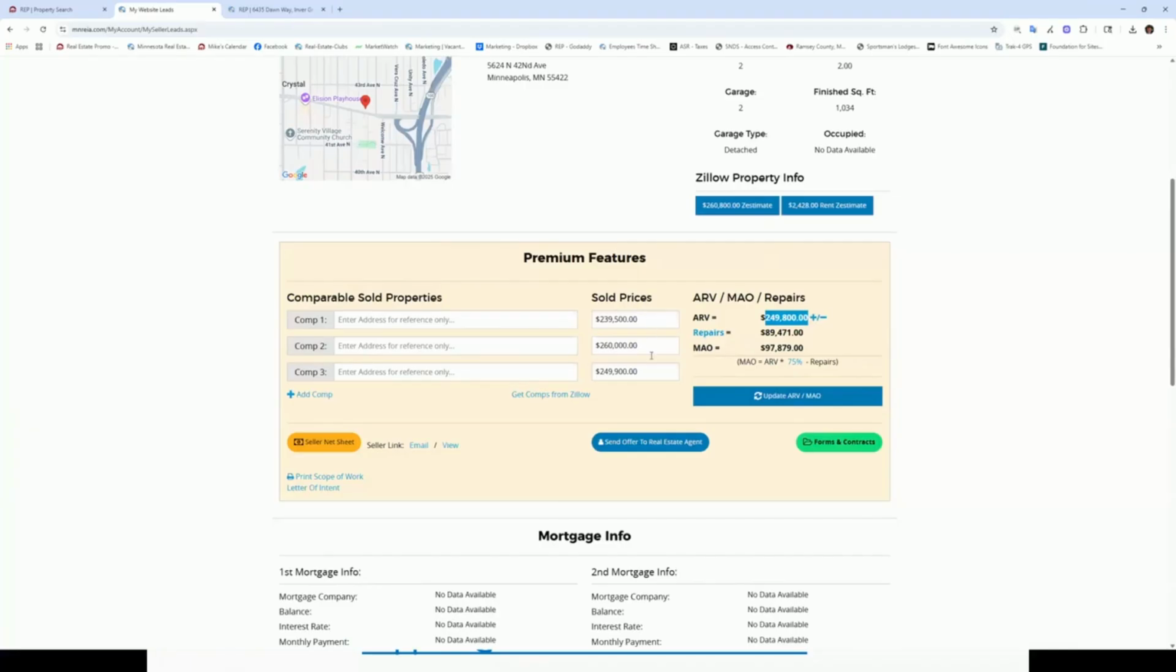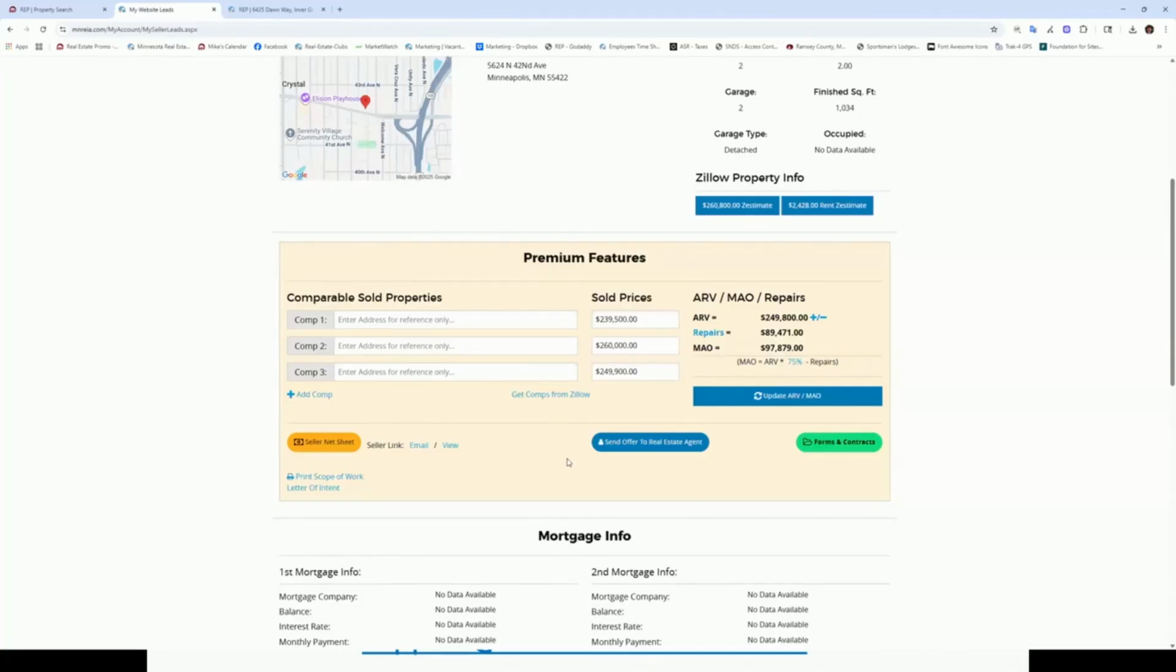So it's coming up based on my comps. It's coming up with an ARV of around $250,000. With our repair budget, that puts our MAO for this particular property at $97,000. So we're at $97,879 for the MAO on this property based on our repair budget. Okay, so that's showing us what our cash offer is.